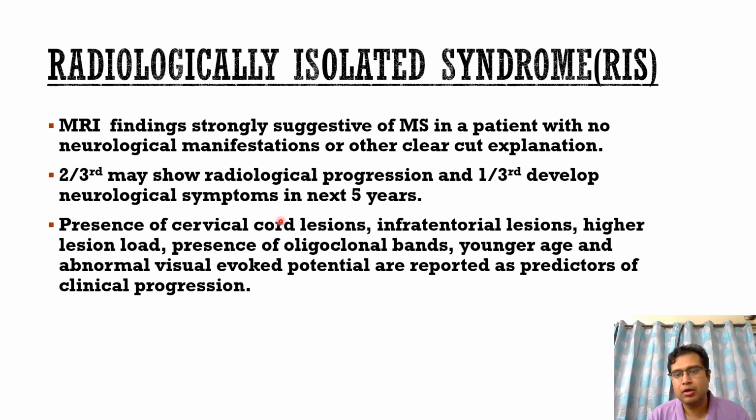Two-thirds of this particular category show radiological progression, and one-third develop neurological symptoms in the next 5 years. And the presence of cervical cord lesions, infratentorial lesions, higher lesion load, presence of oligoclonal bands, younger age at presentation, and abnormal visual evoked potential are reported as predictors of clinical progression. So radiologically isolated syndrome and clinically isolated syndrome are to be closely followed up.